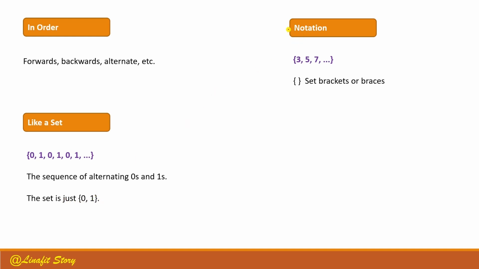Notation. Sequences also use the same notation as sets. List each element, 3, 5, 7, separated by a comma, and then put curly brackets around the whole thing. These curly brackets are sometimes called set brackets or braces.